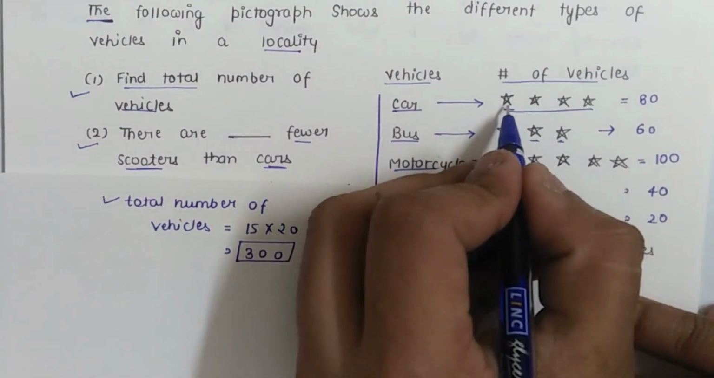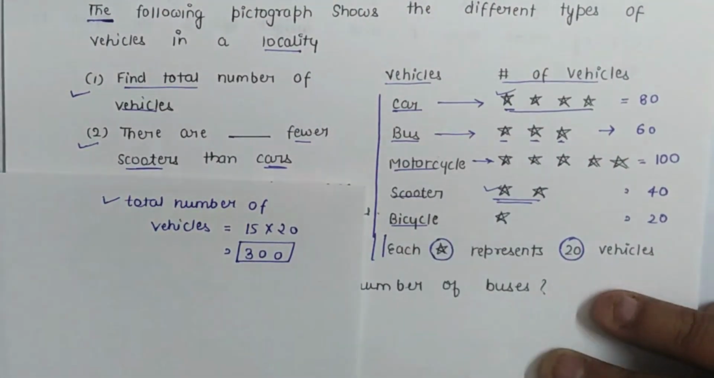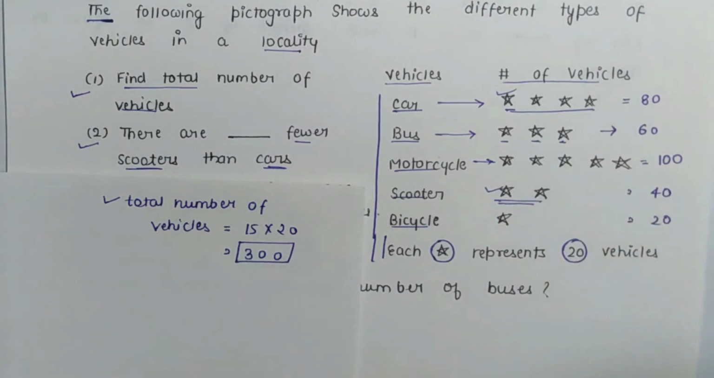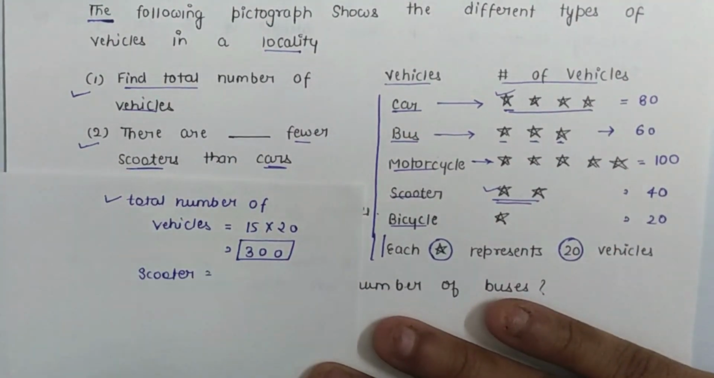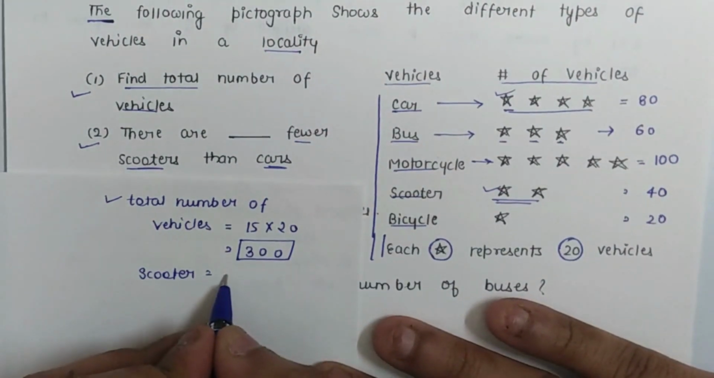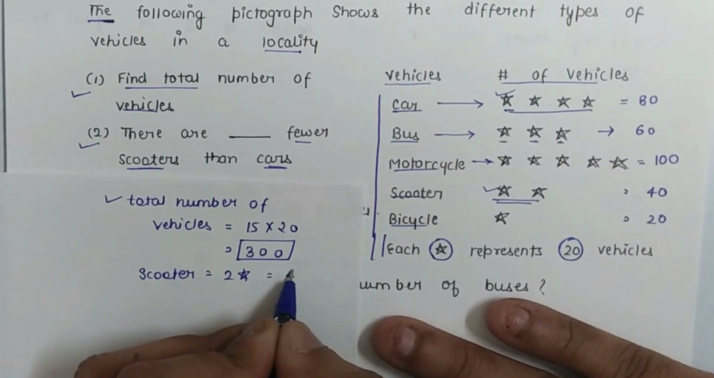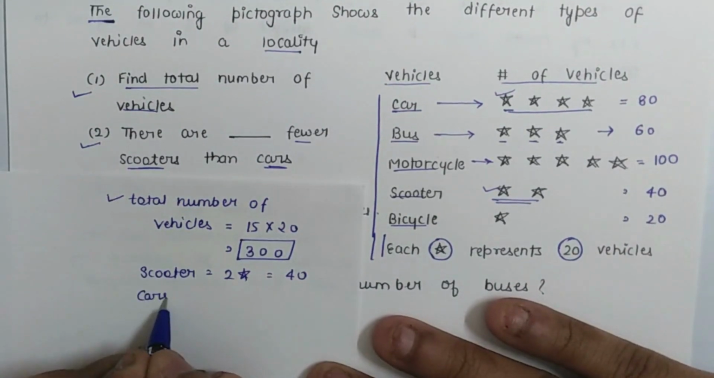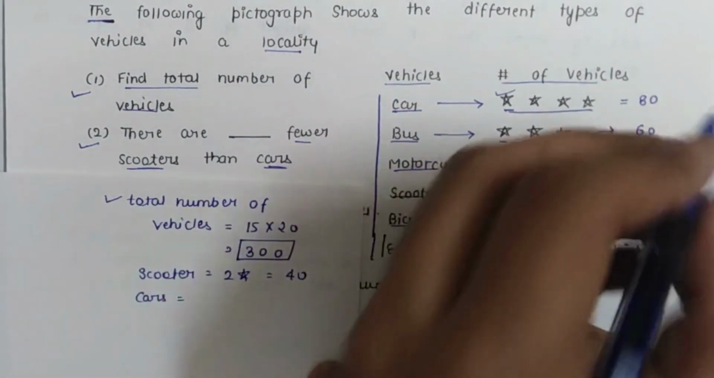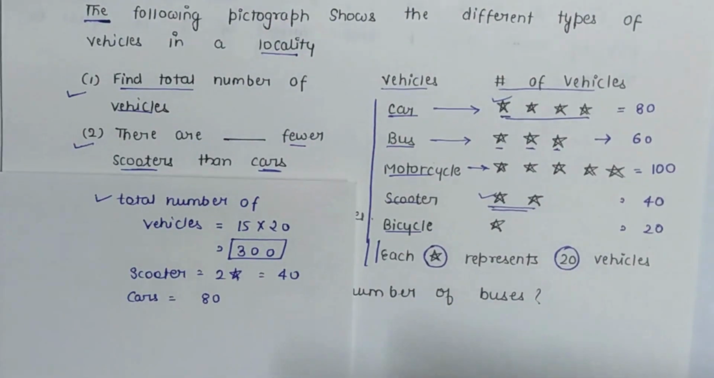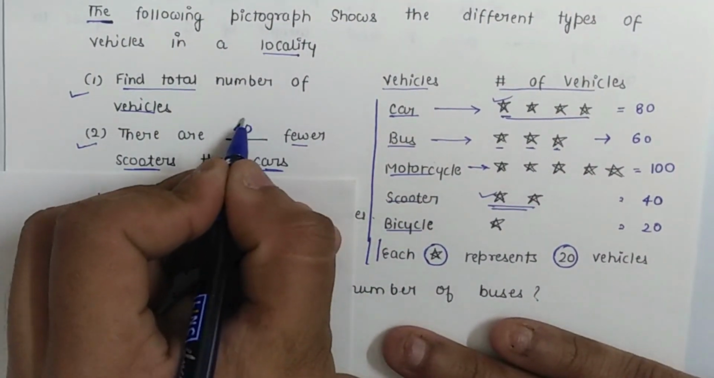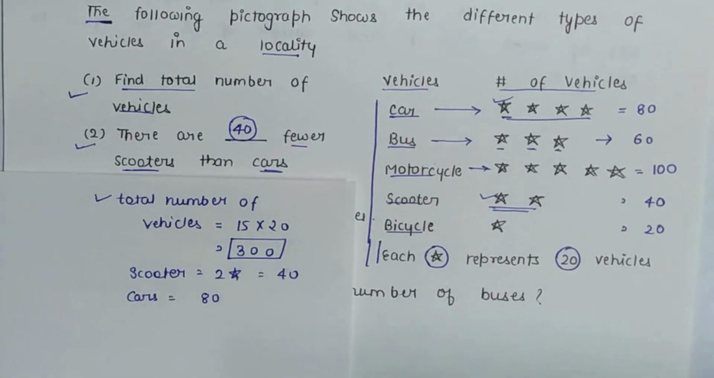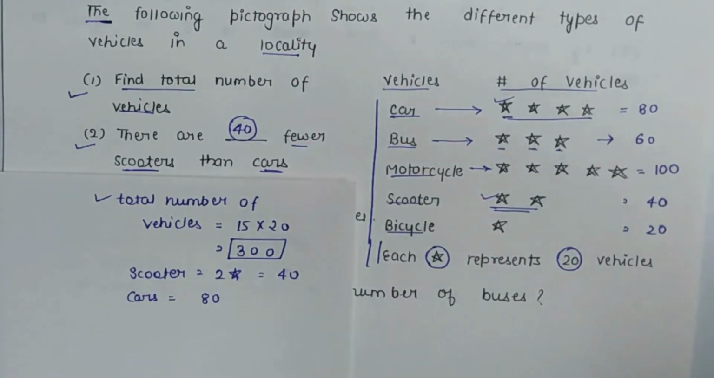Because here there are 4 stars and here 2 stars, the remaining is 2 stars. So how many scooters are there? Scooters are 2 stars, which we have already calculated as 40. And the number of cars we can already see is 80. So we can easily say that the difference between them is 40, and that will be the answer. There are 40 fewer scooters than cars. So we can say 40 more cars are there in the locality.